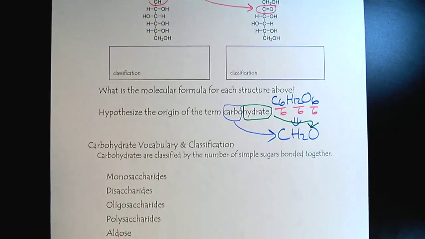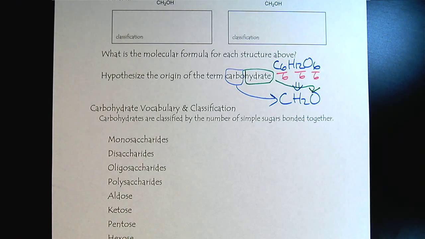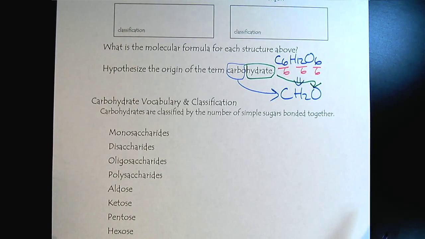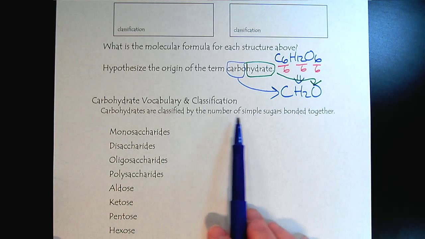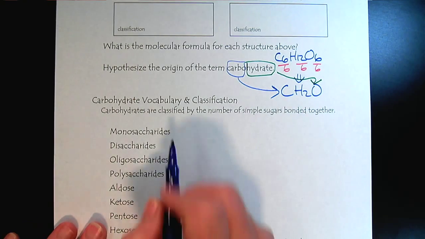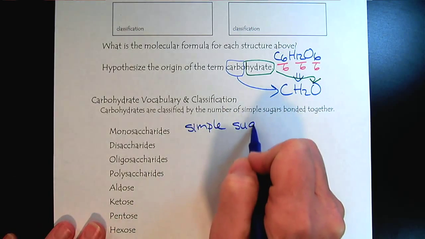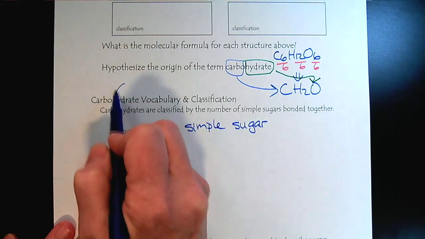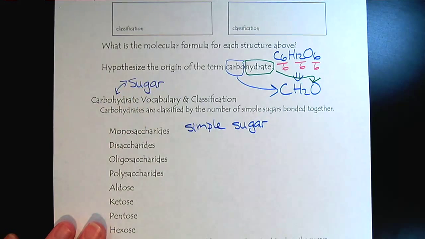Alrighty. Now, as we go through every topic, there's always a bunch of vocabulary to sort out. So, as with carbohydrates, some important terms. The primary thing is to recognize that carbohydrates are classified by the number of simple sugars bonded together. So a monosaccharide is just another way to say a simple sugar. Right, and then just recognizing carbohydrates and sugar are synonymous as well.